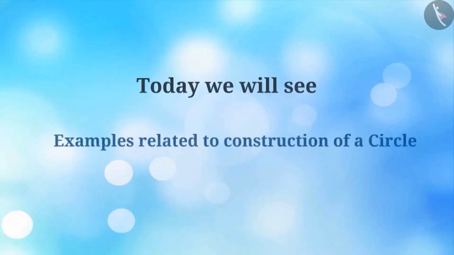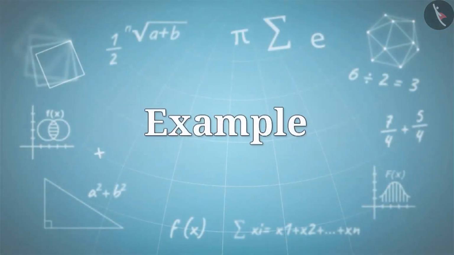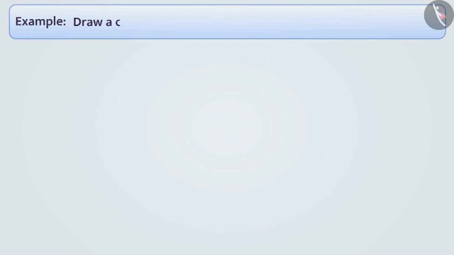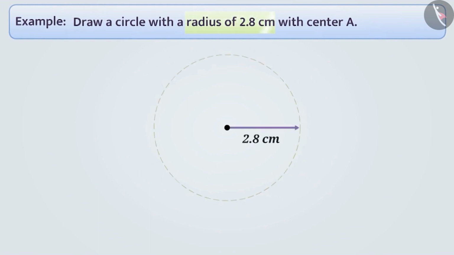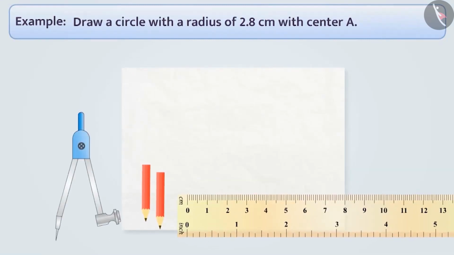Today, we will see some examples related to construction of a circle. Draw a circle with a radius 2.8 centimeters with center A. Here, the radius of the circle is 2.8 centimeters, which tells us that the distance of any point on the circle from the center is 2.8 centimeters. To construct a circle using the measurement of the radius, we will need a paper, 2 pencils, a ruler, and a compass. First, we will attach a pointed pencil to the compass. Now, let's draw a circle using the following method.